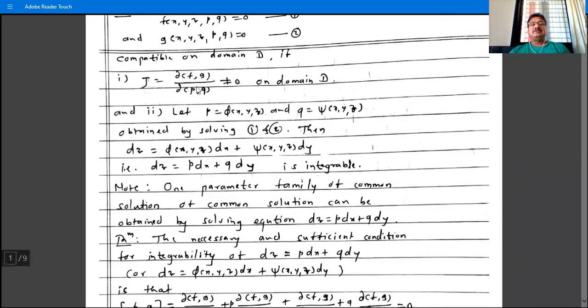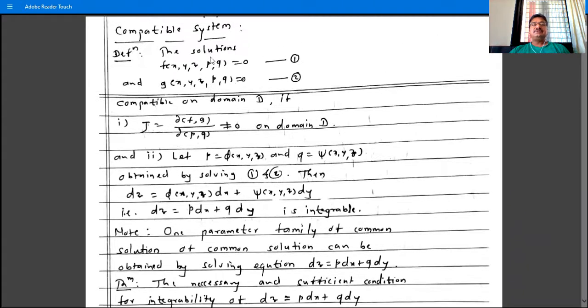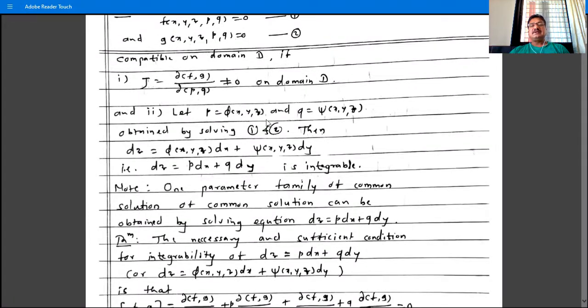The first one is the Jacobian ∂(f,g)/∂(p,q) is not equal to 0 on domain D. The second one is: suppose p is denoted by phi(x, y, z) and q is psi(x, y, z), obtained by solving 1 and 2. Solve equations 1 and 2 for p and q. We have the value of p as a function of x, y, z and the value of q as some function psi(x, y, z). So these are the p and q obtained from equations 1 and 2.